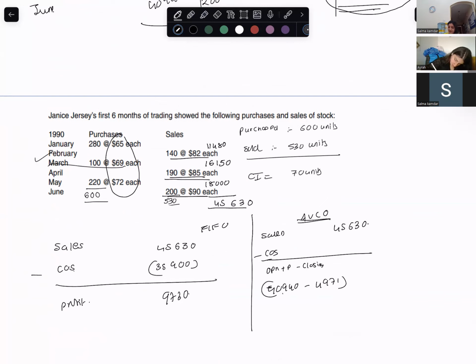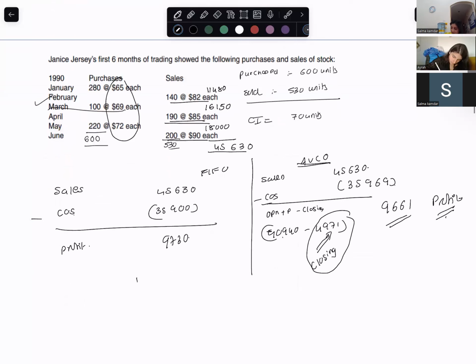So 40,940 minus 4,971. What is 4,971? This is your closing inventory as per AVCO. So your cost of sales is 35,969. So your profit is how much? 9,661. So this 4,971 is our closing inventory.